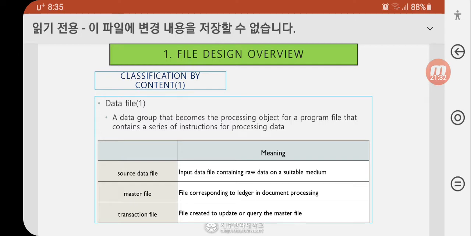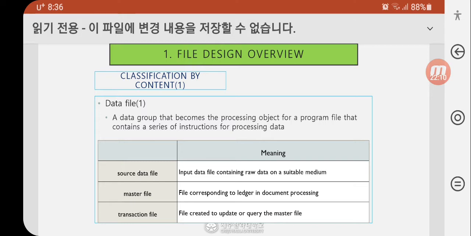Next slide is a review of classification by contents. Data file is a data group that becomes the processing object for a program file that contains a series of instructions for processing data. Source data file is an input data file containing raw data on a shareable medium.